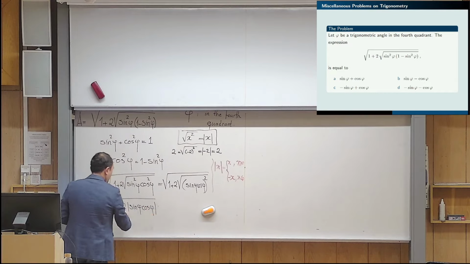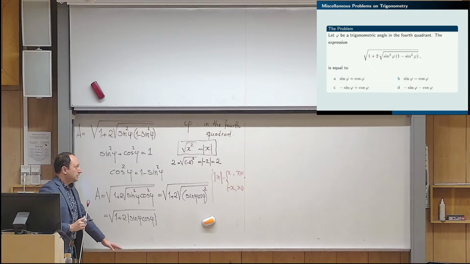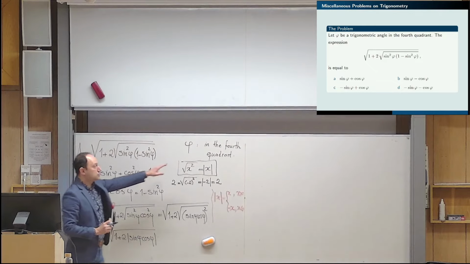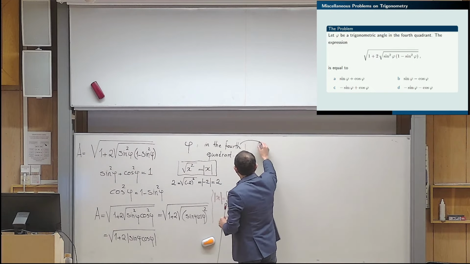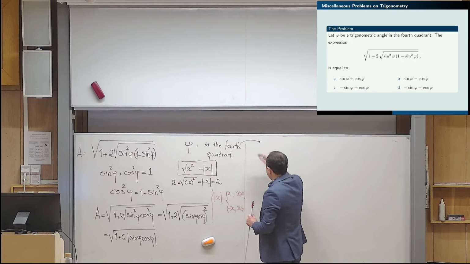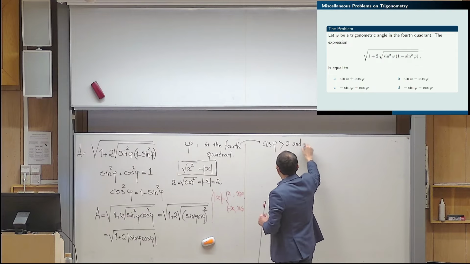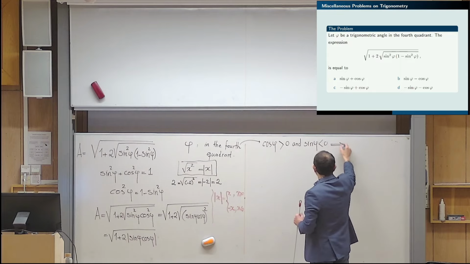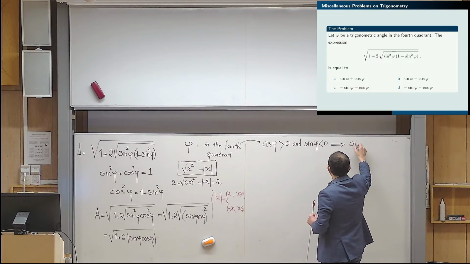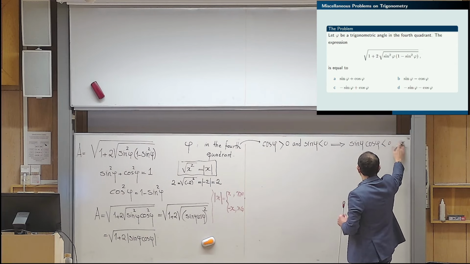Okay, so far we got this. But can I remove the absolute value sign? The answer is yes, because I have an extra piece of information provided for me. So here, phi is in the fourth quadrant. If I am in the fourth quadrant, I know cosine is positive and sine is negative. So then it means that the product is definitely negative, because one of them is positive, the other one is negative.